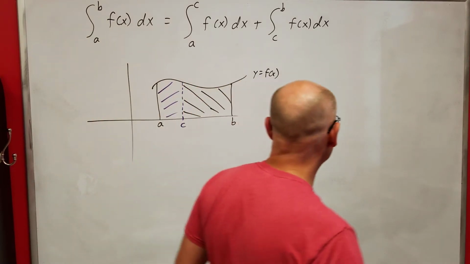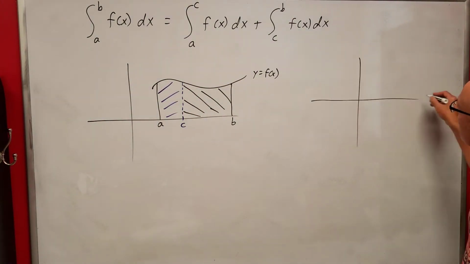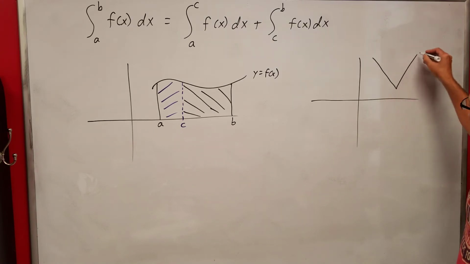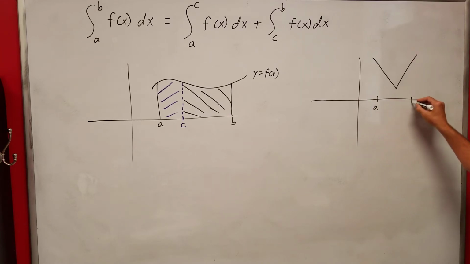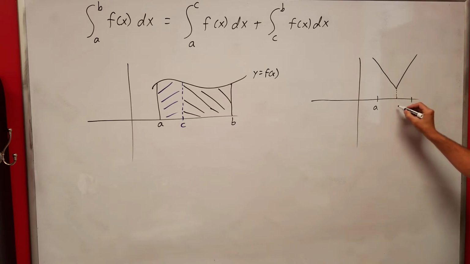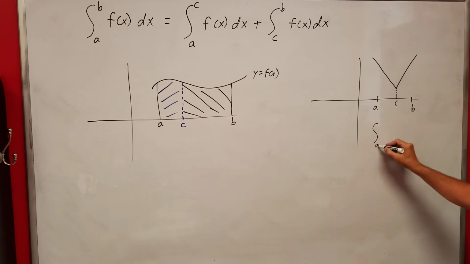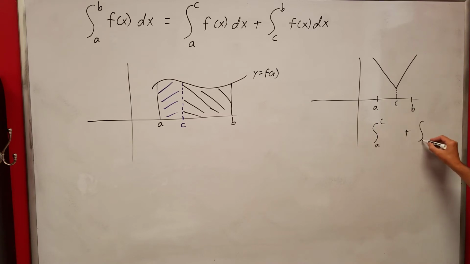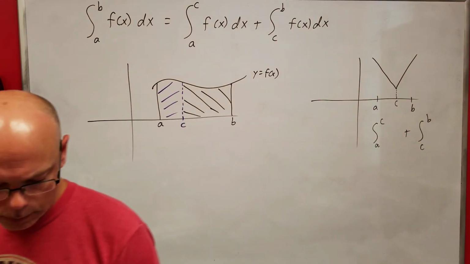For example, the reason why we need to use this in the next section is, suppose we have an absolute value and I want to integrate from A to B right here, okay? Well, this becomes a problem right here. So what I do is I say, okay, that's my C value. So I integrate from A to C plus I integrate from C to B. And it makes my life much easier. We'll see that in the next section though.